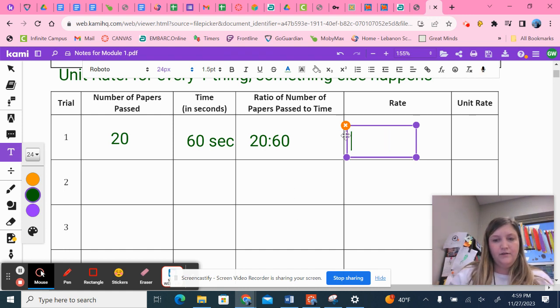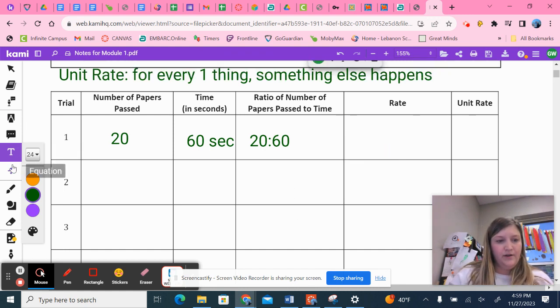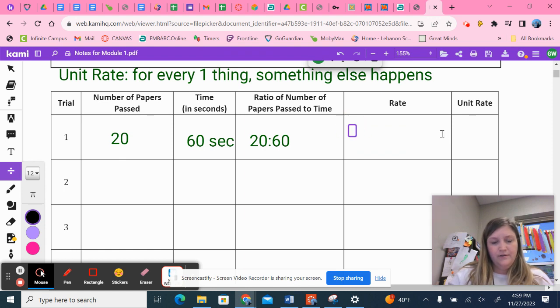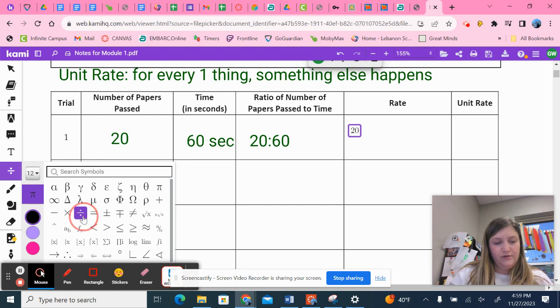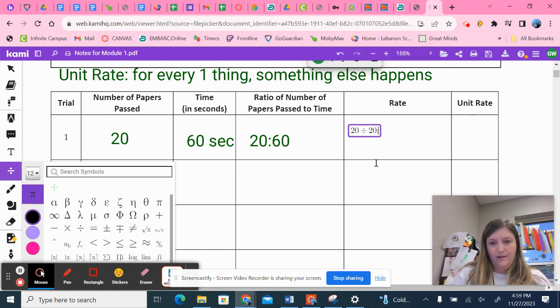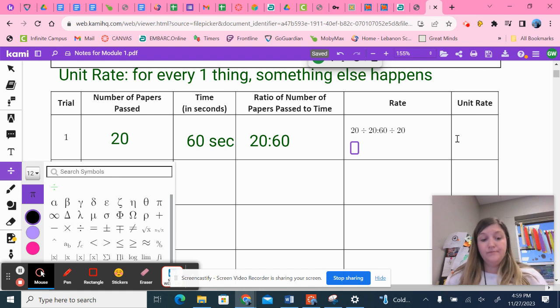I can actually make this a little bit easier on us. I do have the equation tool. I love equations. 20 divided by 20 colon 60 divided by 20. Okay, and then if I were to put underneath that, 20 divided by 20 is 1. Good. And 60 divided by 20 is just 3. Sorry, 3 seconds. So 1 paper per 3 seconds.